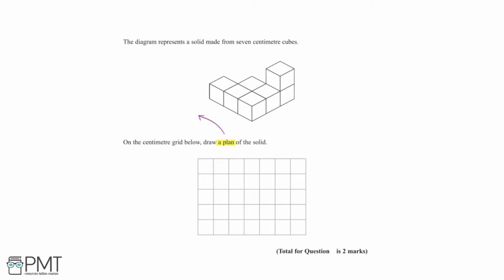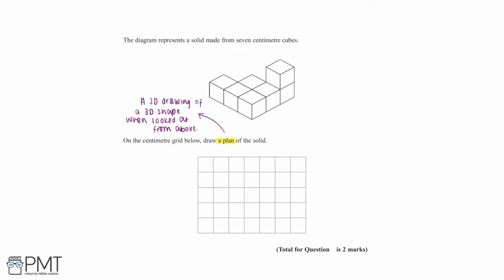When we take a look at the solid in the diagram from above, we can see that we have 1 square at the top, then 2 squares directly below it, and then 3 squares directly below that. And so we can draw that plan on our centimetre grid. And so this fully correct plan will allow us to get the full 2 marks needed in this question.